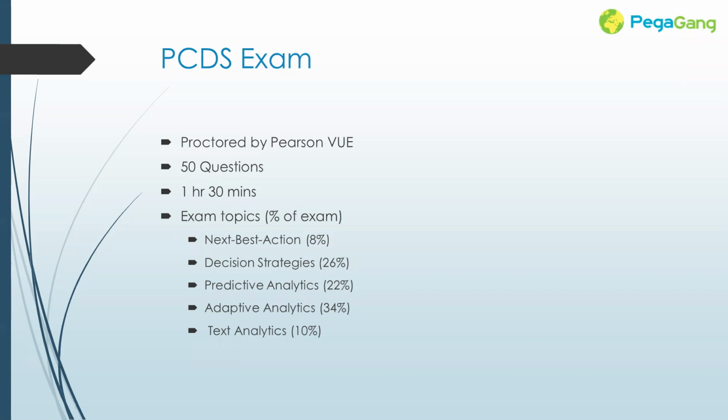The topics are, they ask questions on next best action, that is 8% of the exam. Decision strategies consist of 26%, predictive analytics consists of 22%, adaptive analytics consists of 34%, and text analytics consists of 10%. So this is how they configure the exam. These are the areas and the percentage of particular areas in the exam.